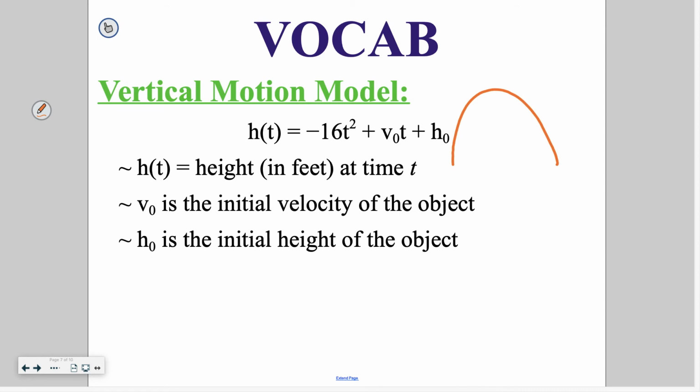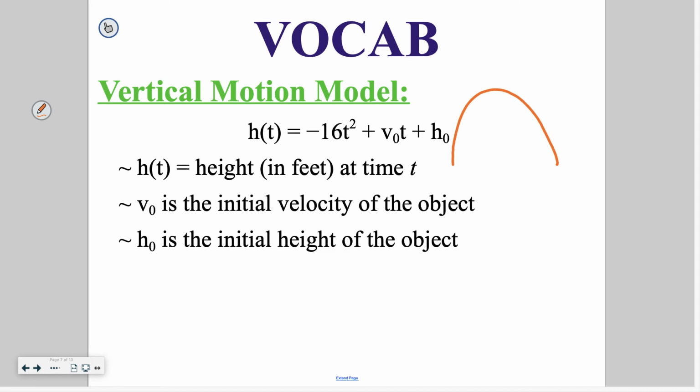Someone throwing a baseball, it goes up and then it comes down. So all of these things have upward motion, and then at some point they start going down. The V0 stands for the initial velocity of the object, so how fast it is moving when it starts. Some things, you might start with a velocity of, let's say, 14 feet per second.